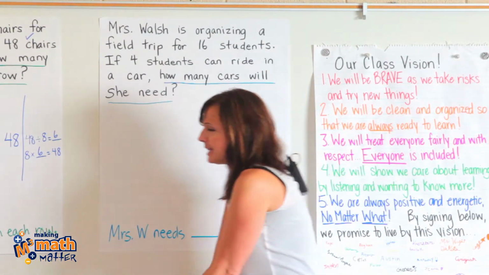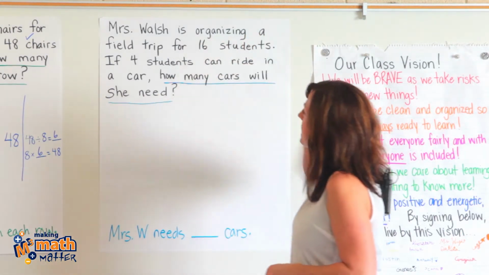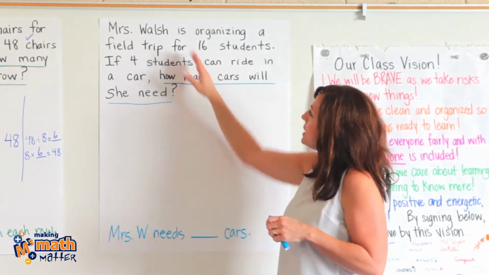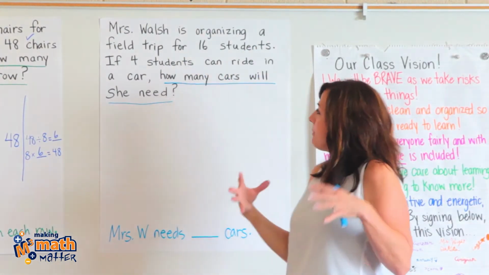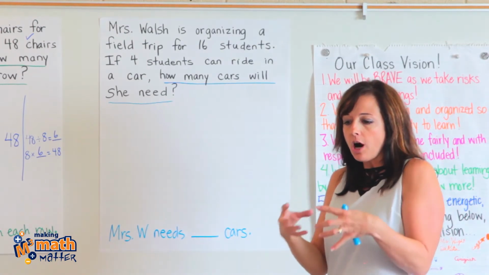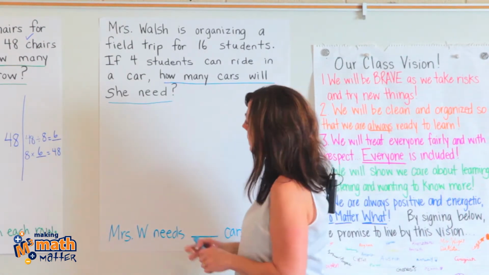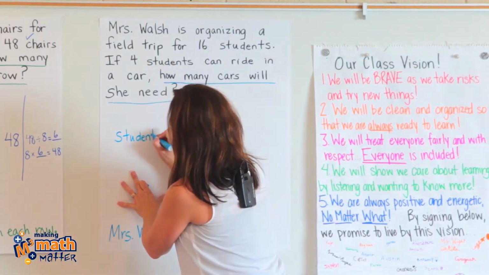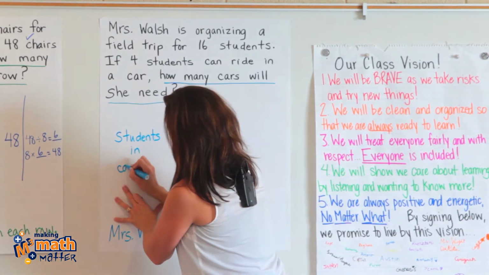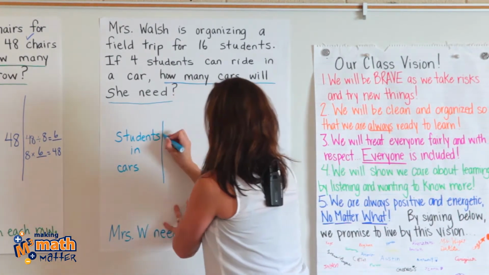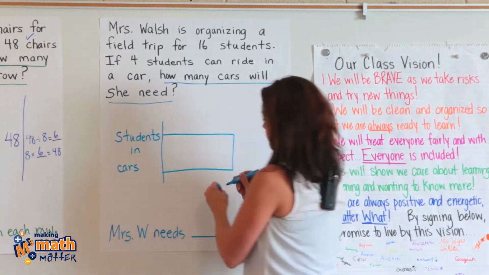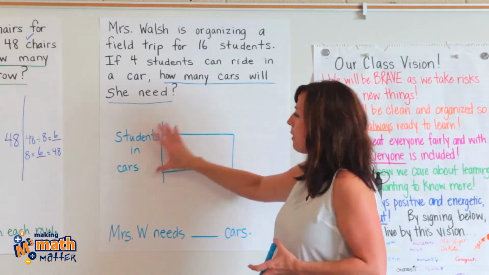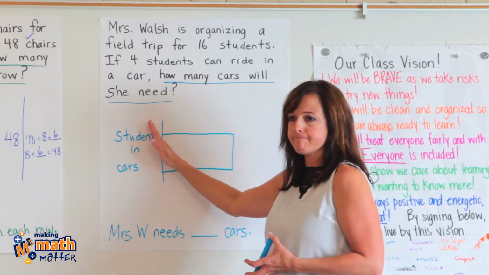So let's see, let's draw our model. This is about me. I'm the character. It's about me organizing a field trip. I know that I have 16 students and I need to get them in some cars. And a car holds 4 students. So I think what I'm going to do is label my bar students in cars. And then I'm just going to go ahead and draw my bar. Okay. So I've started my model. This bar represents students.